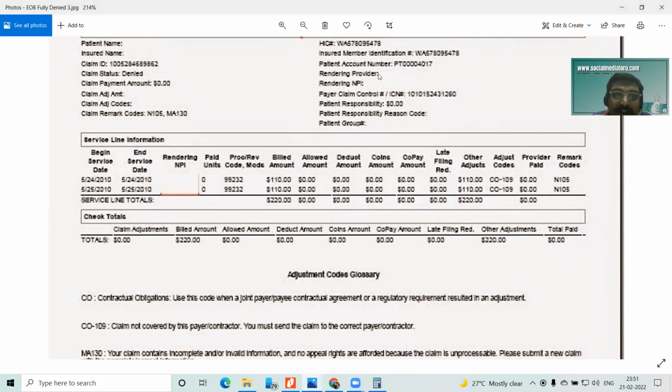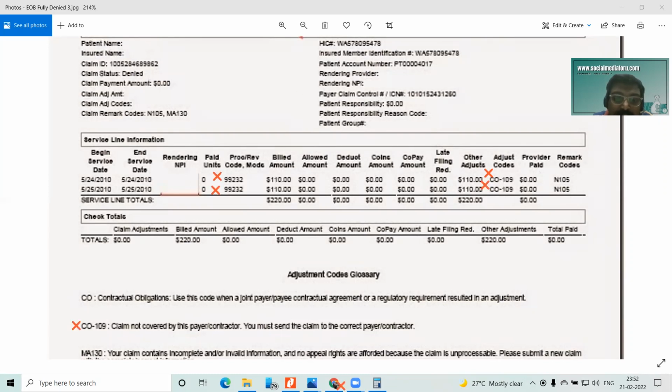So now in this case, we are going to see the fully denied claim. CO109. This is for the same reason. CO109, what is that? Claim not covered by the payer contract. On this payer contract, they don't cover this service. And the service date is here, service end date is here. So it's within the date of service. And you have the CPT code here, 99234.